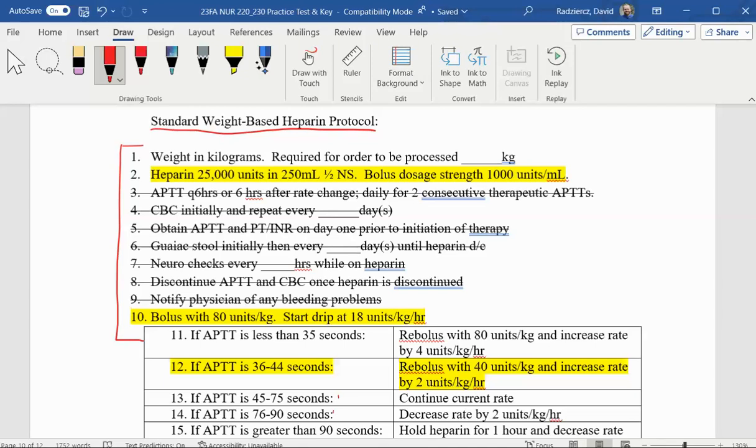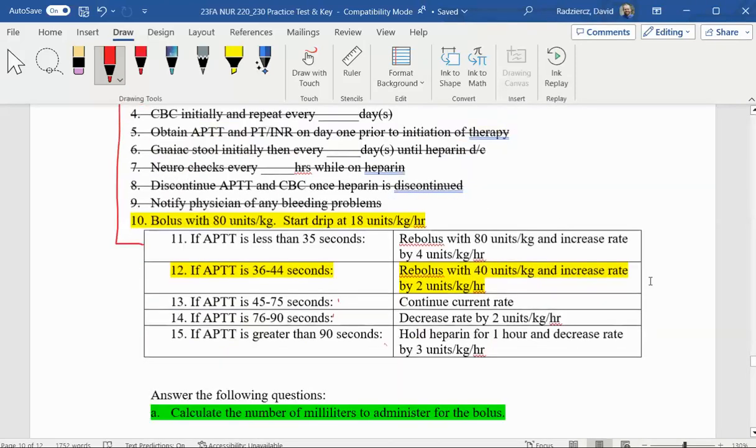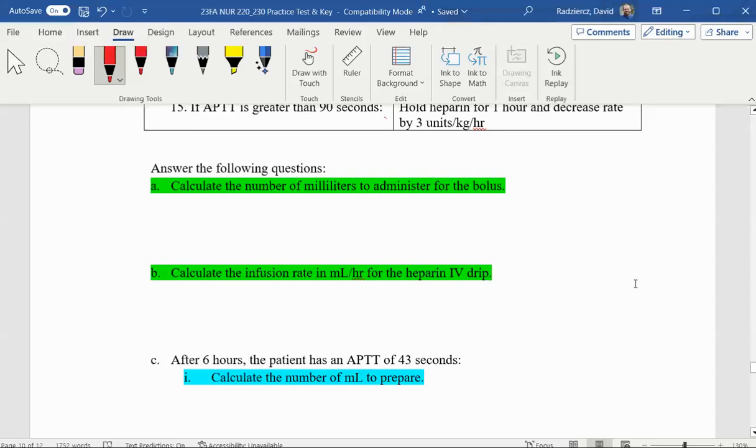Okay. So the protocol just tells you a couple of things, but you don't need to answer the questions that are stated in the protocol. They're just there to tell you where this information is coming from and that it's following a protocol. So if you do a Google search for heparin protocol, you're going to see standard weight-based heparin protocol. It'll be listed just like I listed it here. It's just that it'll look more like a table as opposed to, oh, I got to answer all these questions. When it comes to answering questions, it's just what's listed down below. Answer the following questions. Okay.